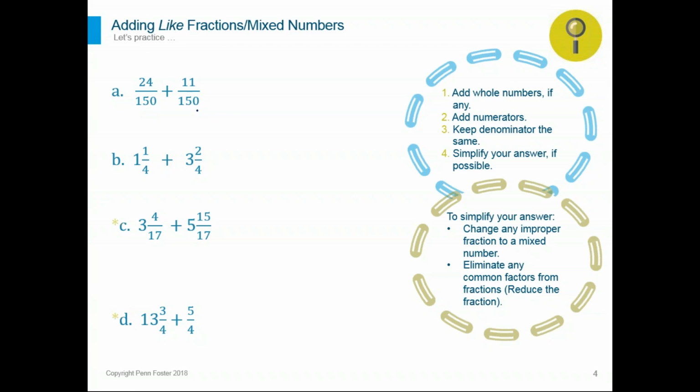When we add like fractions, it's very simple. What we need to do is add the numerators, the top parts. So for this question, number A, we're going to add 24 plus 11, the numerators, and that will give you 35. We are not going to add 150 and 150 to give us 300. We have to keep the denominator the same.